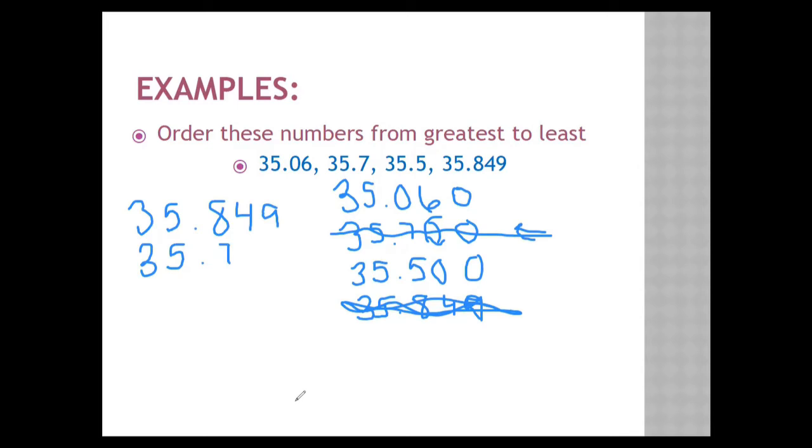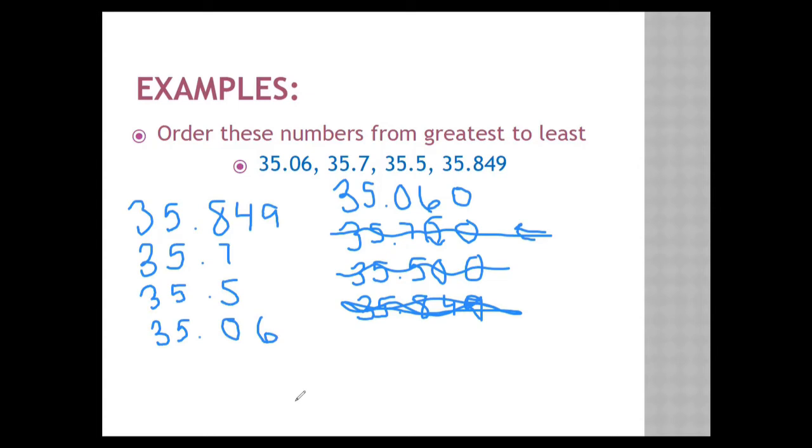All right. Once again, I can stay in the tenths place. Top number has a 0 in the tenths. That bottom number has a 5 in the tenths. That's the next biggest number. And I would write that as 35 and 5/10ths, which leaves us with 35 and 6/100ths.